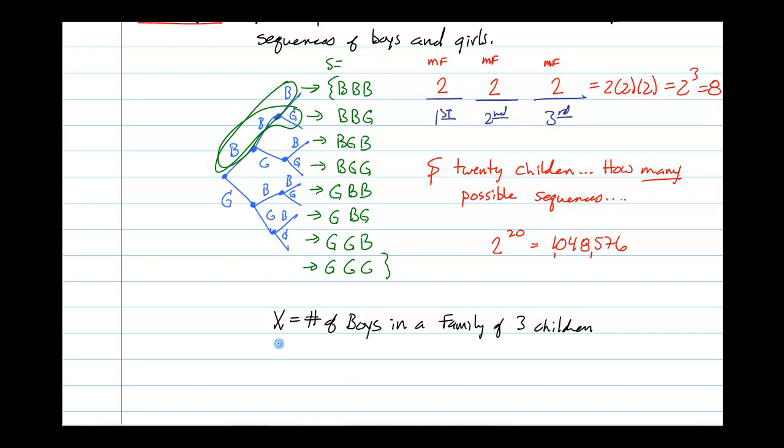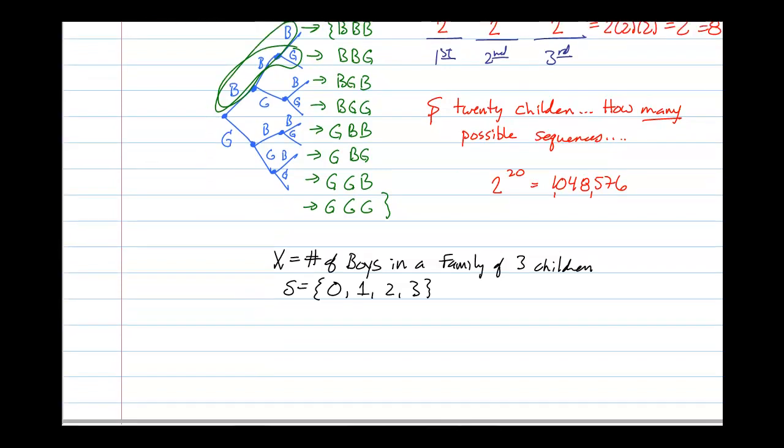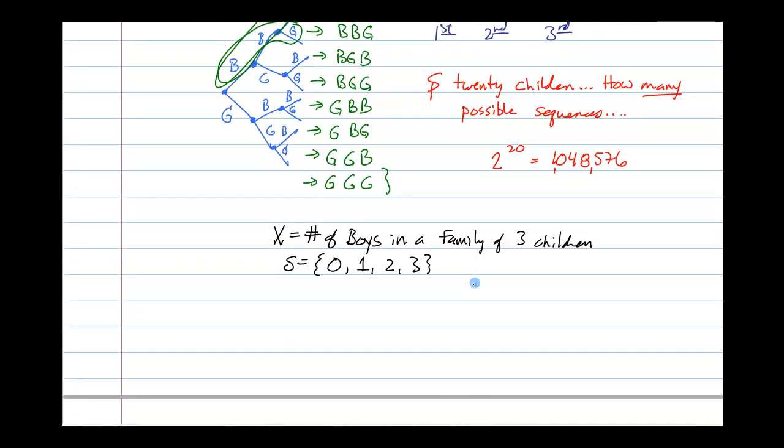Well, the sample space here then are the values that x could take on. So my sample space for this event would be I could have 0 boys, I could have 1 boy, 2 boys, or 3 boys. I can't have 4 boys if you only have 3 children. So if I want to talk about the probability that's associated with these, the probability of 0 boys, in this particular case, that would be the girl-girl-girl combination, would be 1 out of 8.